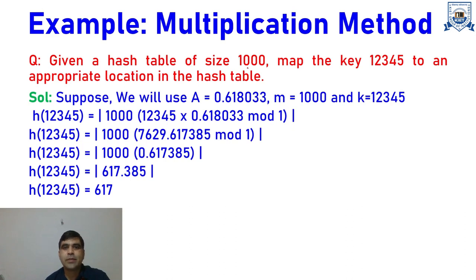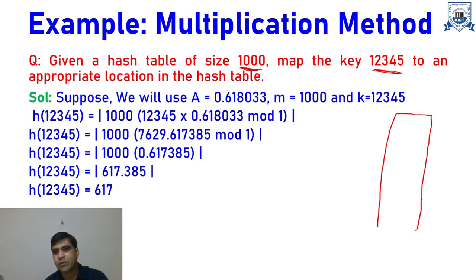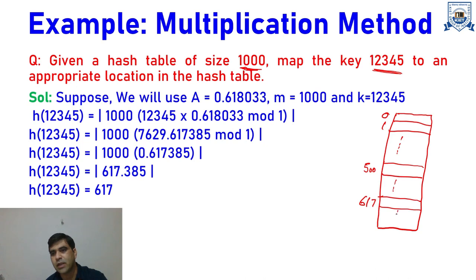In this case, our table size given is 1000, right? And we want to store the key 1234. So we have a table like this, which is our hash table. Our hash table starts with the value 0, similarly value 1, and so on. Somewhere here we have value 500, somewhere here value 617, and up to the last value, 999. Okay, this is your hash table, starting from 0 up to 999, right?